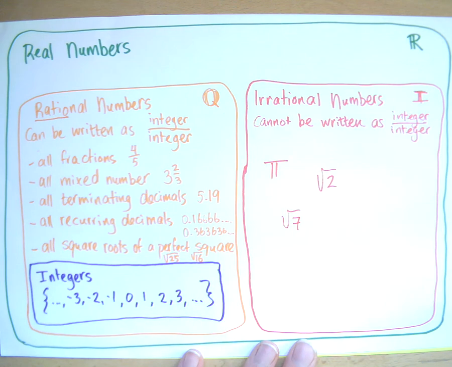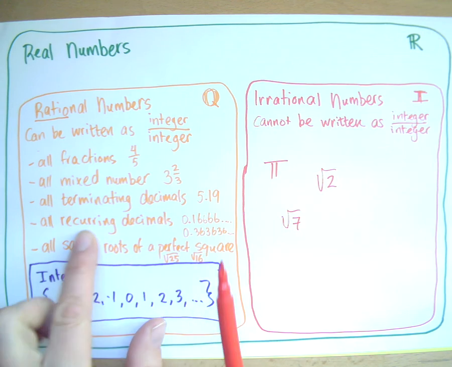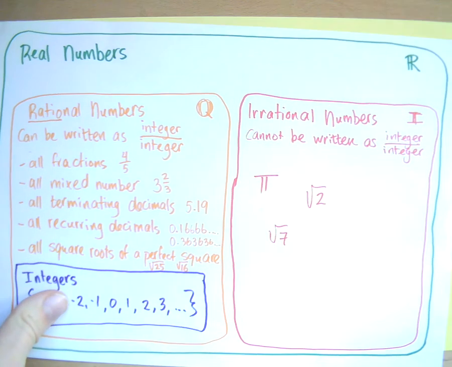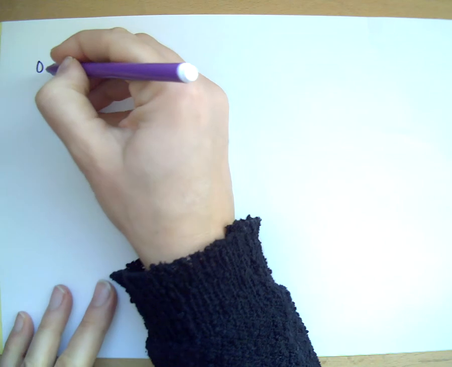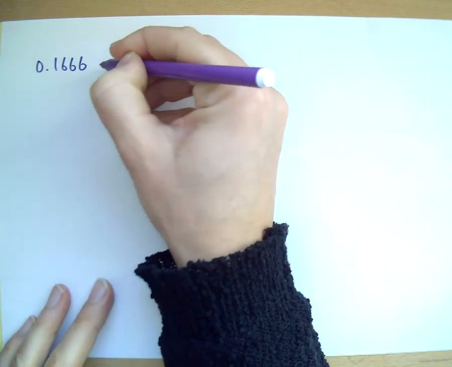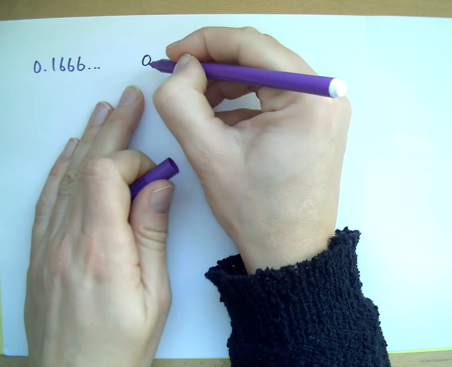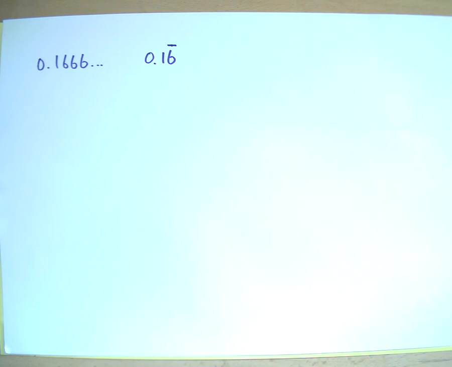Okay, now I promised you that I would prove to you that you can write any recurring decimal as a fraction. So let's pick this one. 0.16666, and it goes on and on. You can also write this as 0.16 and write a line above the 6. Yeah?